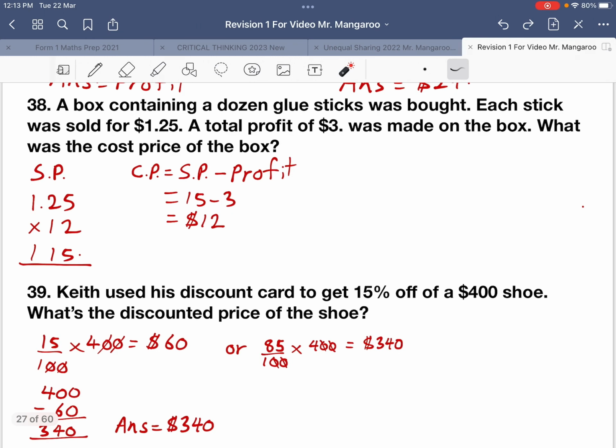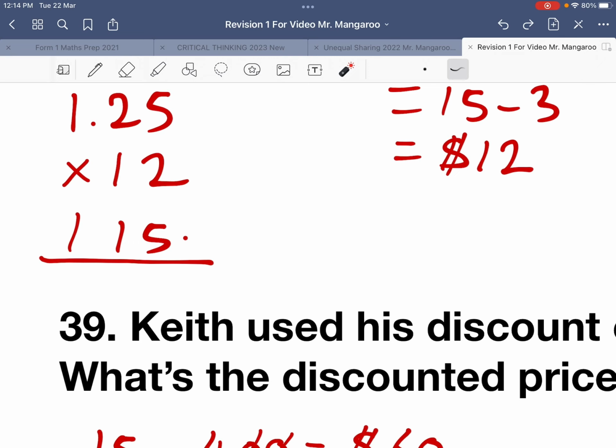38. A box containing a dozen glue sticks. Okay, so we multiply the selling price for one of the items by 12, so we'll get a total of $115. Is that correct? 15? No, something is wrong. That's supposed to be $15. So there's a typo here.